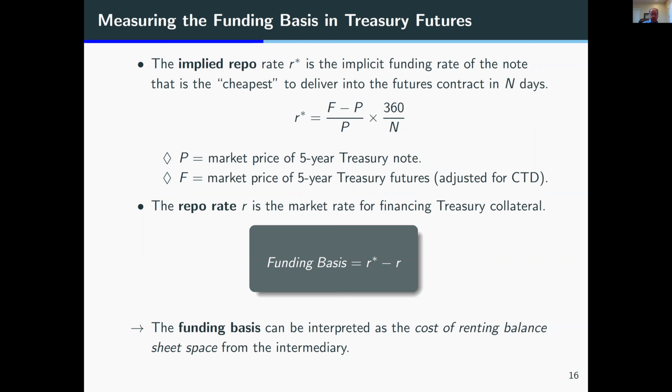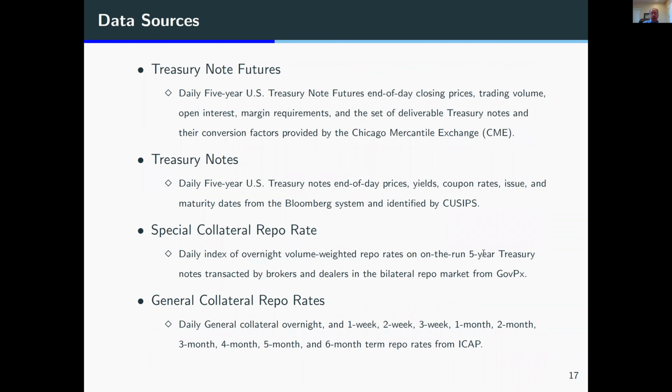So we are going to argue that the funding basis can be interpreted as the cost of renting balance sheet space. But again, I have to demonstrate that. That's our claim, but we have to back that up. Data here, we're going to be using daily 5-year U.S. Treasury note futures. We've got prices on the Treasury notes themselves, all coming from the Bloomberg system. We're also able to get a set of special collateral repo rates.